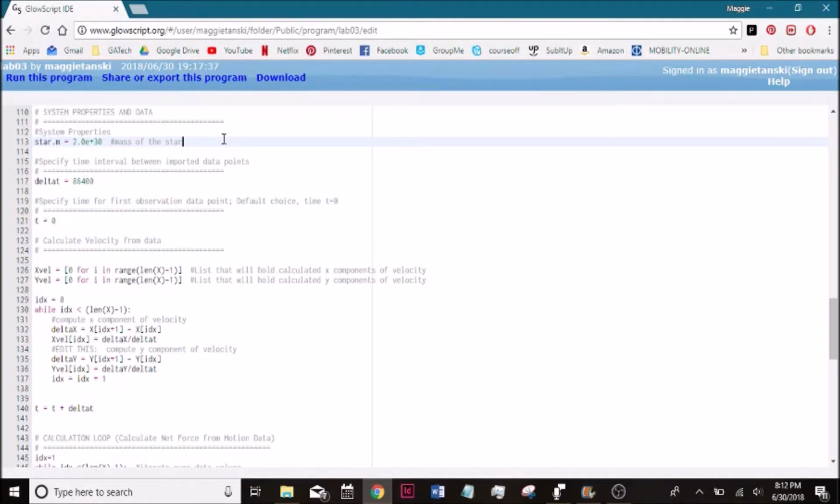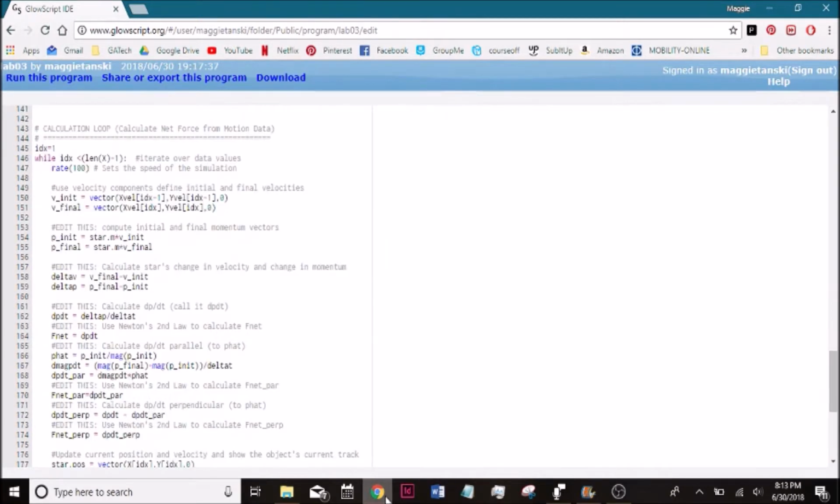We will use calculus to determine the star's velocity in the x and y directions using the position data generated by the code. In the main calculation loop, we define the initial and final velocities as vectors and use them to calculate the star's change in velocity. Next, we will use these initial and final velocities along with the star's mass to calculate the star's initial and final momenta, which we will use to find the star's change in momentum.